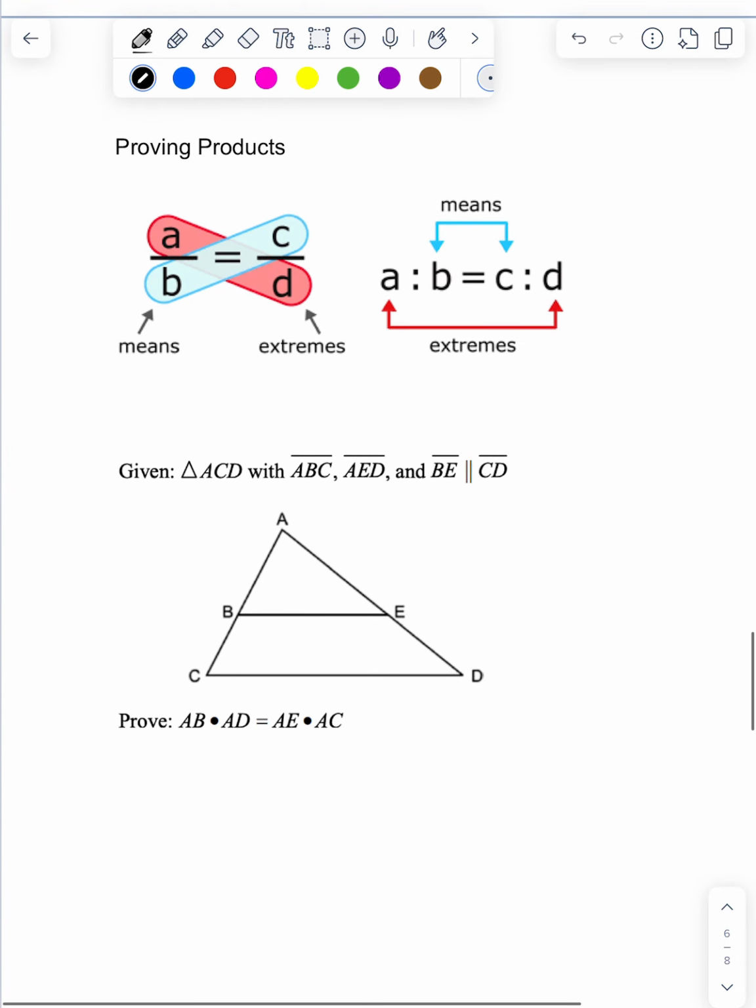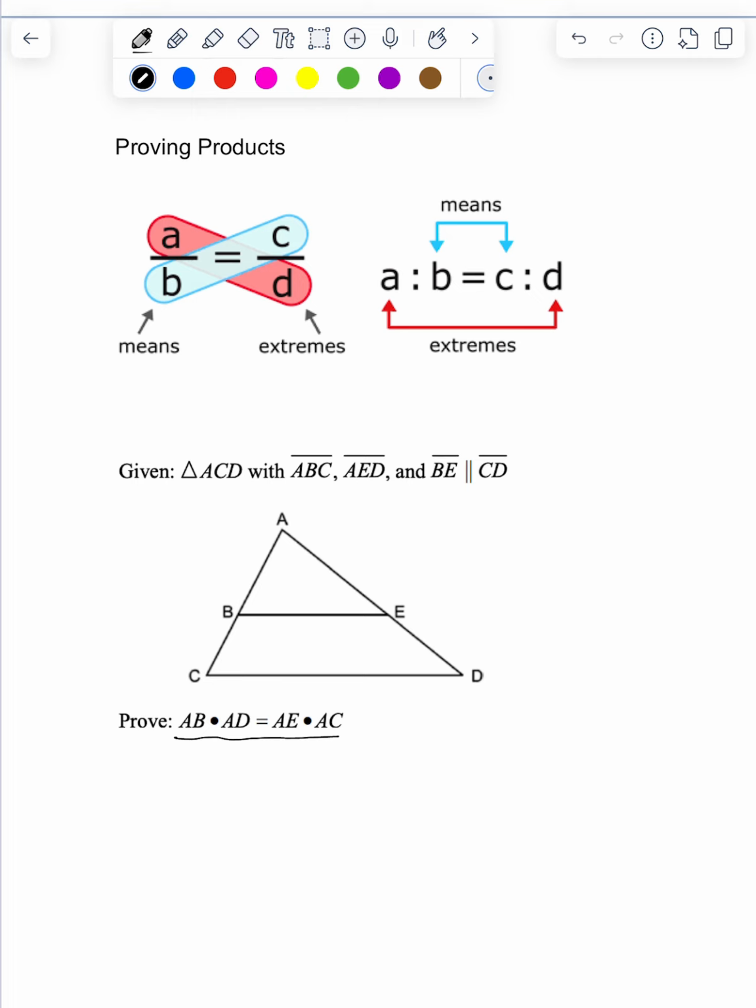Now we're going to talk about proving a product. And as you can see over here, a product looks like a multiplication statement. And it's what we get from cross multiplying the proportion. But on the Regents exam, you can't write cross multiplication as your reason for the product. It doesn't get you full credit. So we just need some vocabulary.